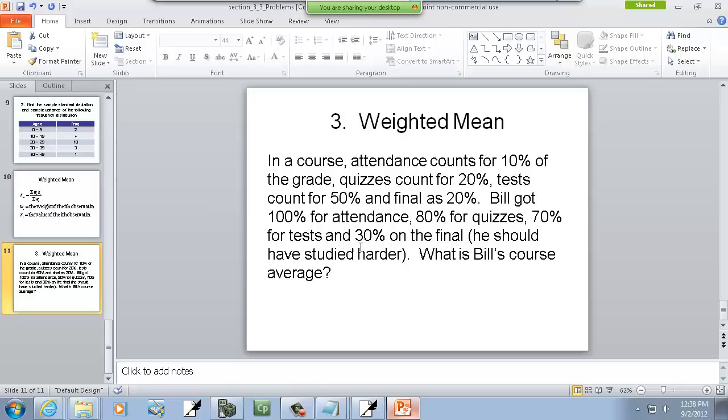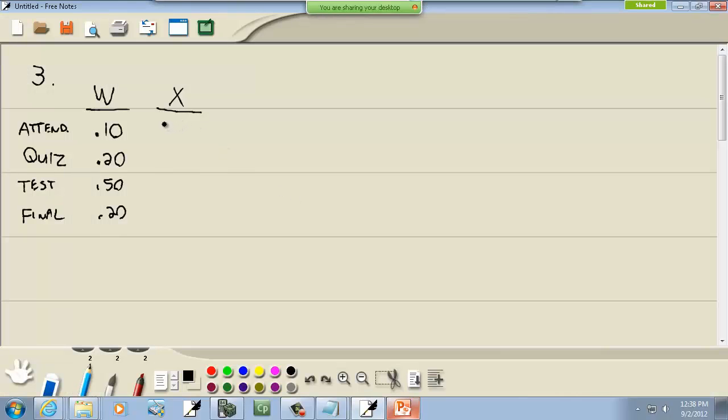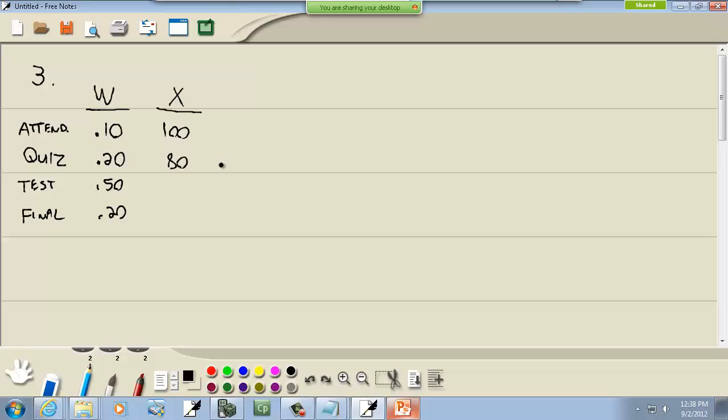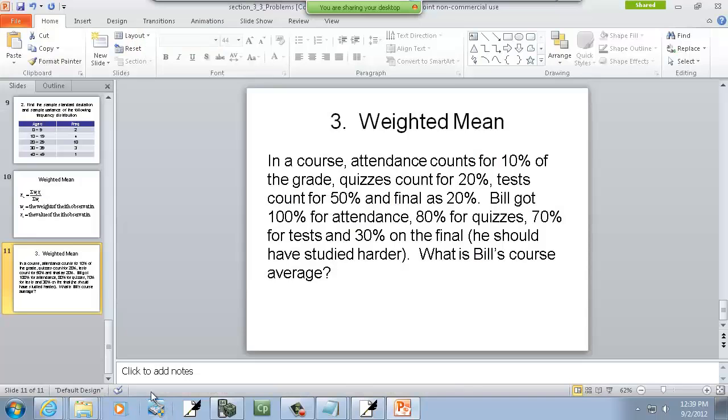Okay, now what were the actual values they got? Bill got 100% for attendance, so he got 100. 80% for quizzes, so he got 80 there. 70% for tests, that was his average. And 30% on final, so he got 30. And then it says, what is Bill's course average? We'll use weighted mean for that.